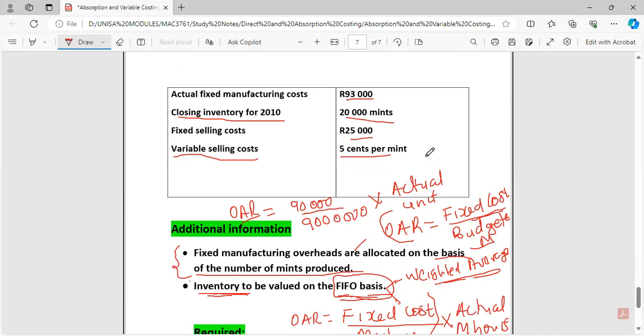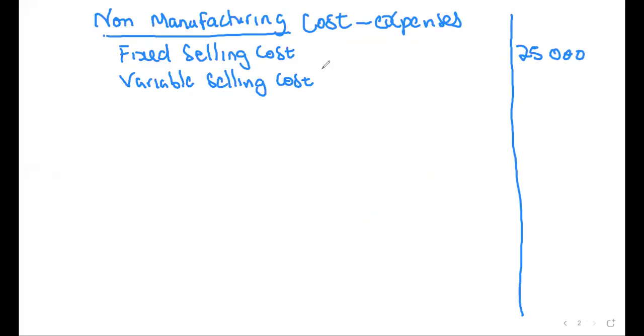So we're going to multiply by 980,000. So we're going to put it this way. 5 cents is 0.05 times 980,000. Am I correct on my decimal here? Is it correct? 5 cents. Yeah. So how much are we going to have as the final answer? 49,000. That is going to be our variable selling cost.